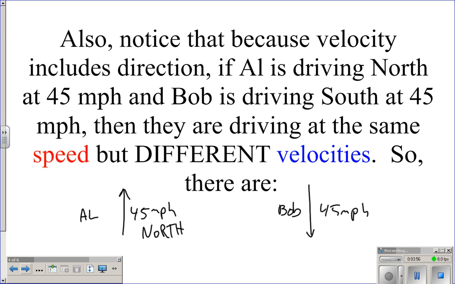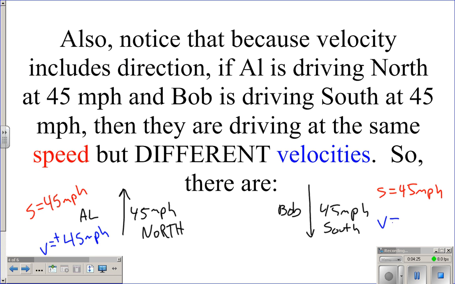Bob is going 45 miles an hour south, all right? So in this example, what would happen is, for both of our guys, we'd say, all right, Al, your speed, 45 miles an hour. Bob, your speed, 45 miles an hour. But if we then went back and told them what their velocities were, over here we'd go, Al, your velocity, 45 miles an hour. It's positive because you're going north, Al. And over here for Bob, we would say, Bob, your velocity, sorry, is negative 45 miles an hour.